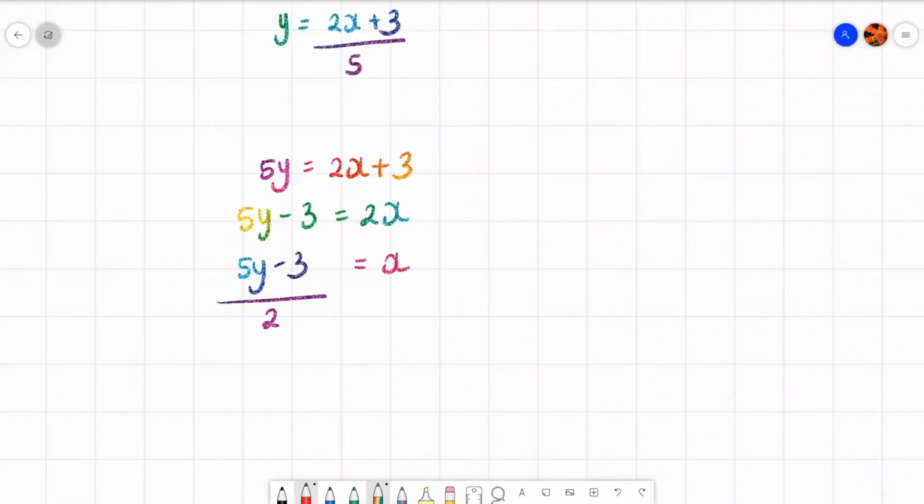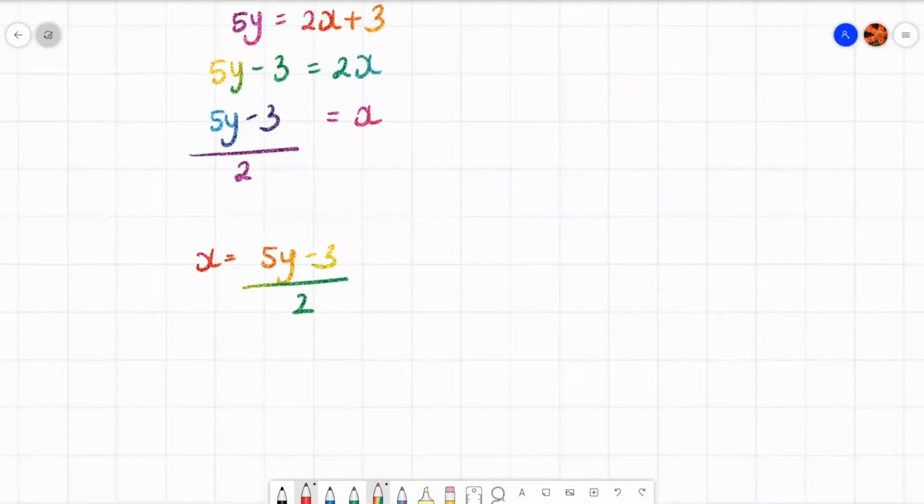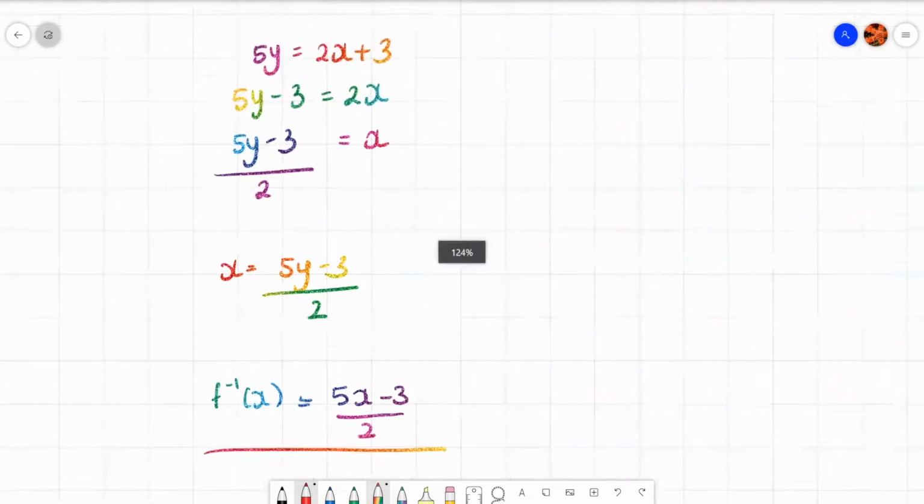Right, your final step. I'm going to just switch the order a little bit, so I'll do that first so you don't get confused. Okay, so we like it like that, don't we? So it's x equals. Replace the x with f minus 1 of x, that's the inverse. And replace the y with x. So I've got (5x minus 3) all over 2. And there you are.